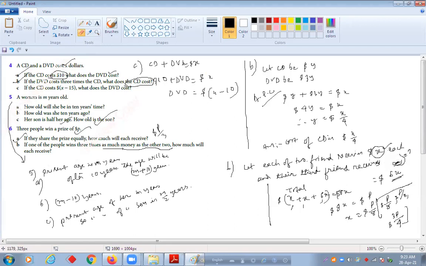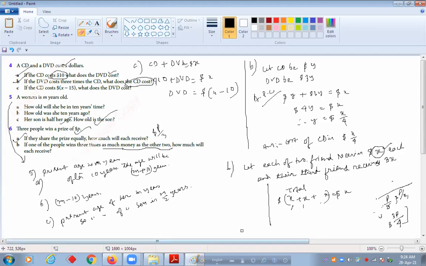This amount will be 3X. That means the third friend receives just 3 times of each of them. Each of them received X and X, and this one will be 3X. Now the total amount is X plus X plus 3X. So this one will be 3X. This will also be changed. Then we are going to clean it. We have a different answer over here.